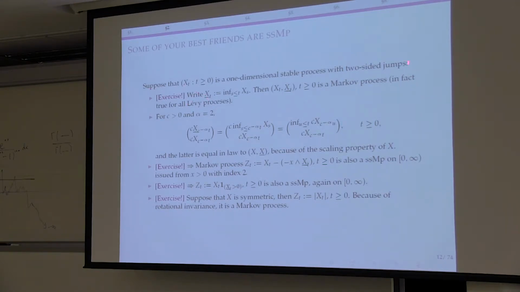Take a stable process. You know a stable process is self-similar, it's in its definition. So first of all, take the running minimum and look at the pair and show that this is Markovian. All the time we should be proving regular strong Markov, but I'm going to give you an easy ride here and just go with checking the Markov property.